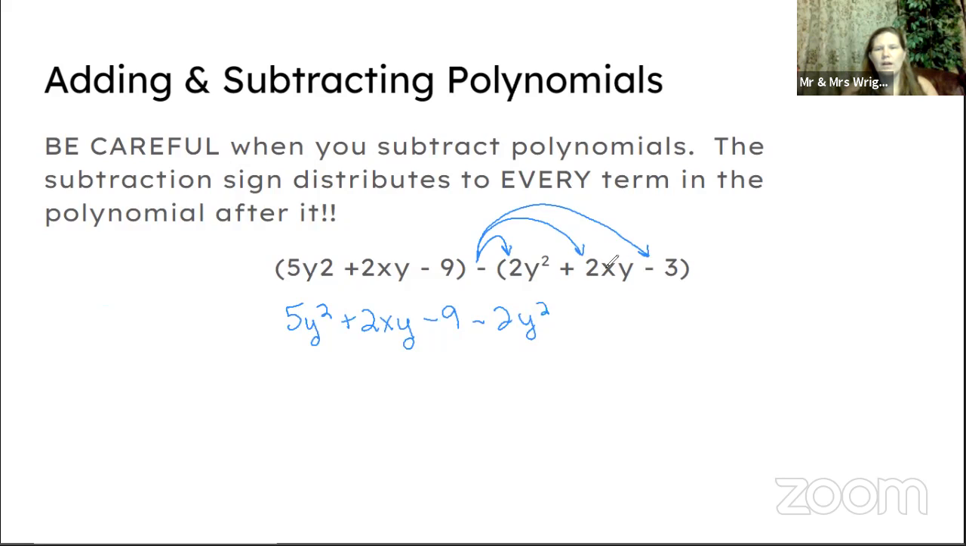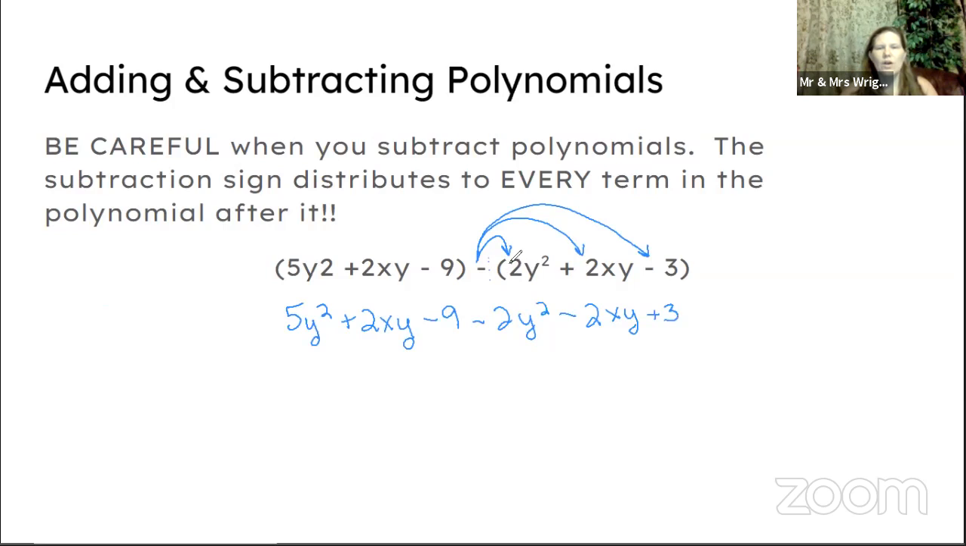So if it's a positive 2xy, and I'm multiplying it by, remember, an implied -1. That makes it a negative 2xy. So the number and the variables don't change when you multiply it by a -1. The only thing that's going to change is the sign. It switched from a positive to a negative. So now I need to apply this negative to a -3. Negative times a negative becomes a +3.